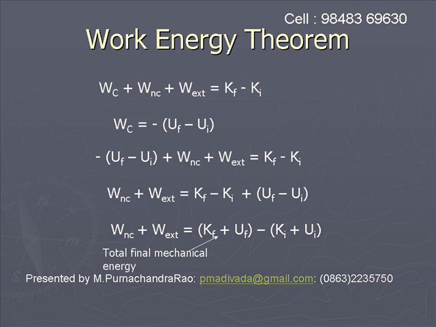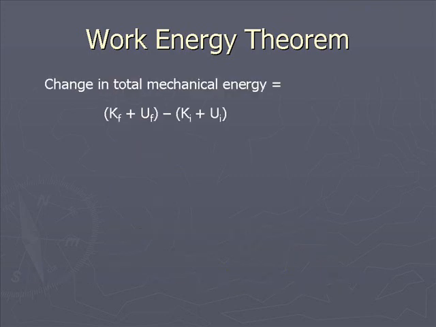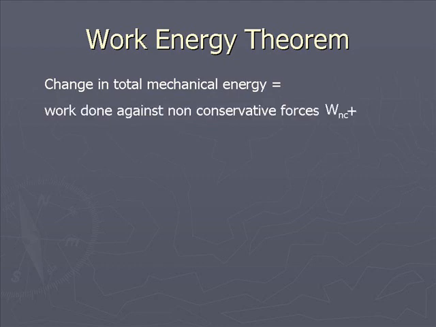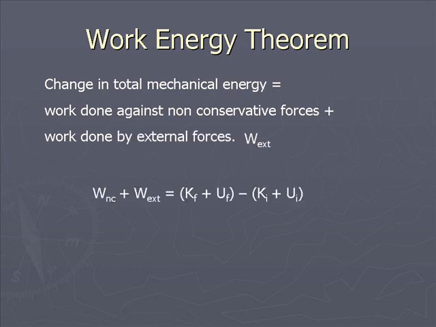Kf plus UF is total mechanical energy, kinetic energy plus potential energy, so total final energy. Ki plus UI is total initial energy. So the change in total mechanical energy will be equal to the work done by external force and work done by non-conservative force, their sum.